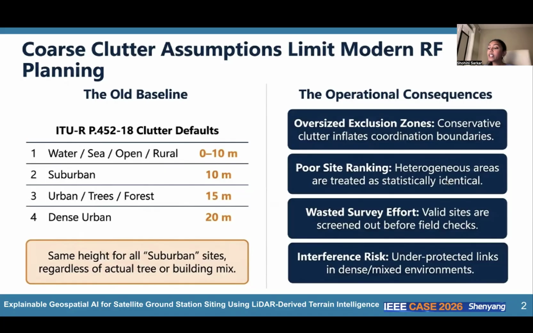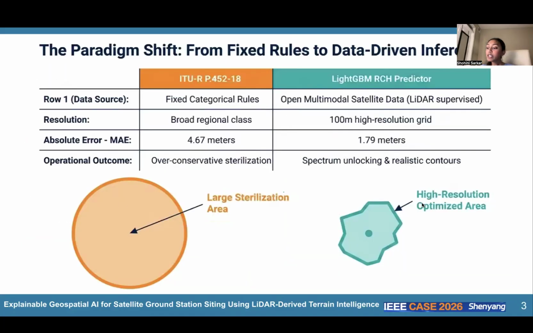The issue is that two places with the same label can look completely different in real life. One suburban area might have short houses and very little tree cover. Another suburban area might have tall trees, dense housing, and much more clutter. If we treat both places as exactly 10 meters, we miss a lot of important local detail. That can lead to oversized exclusion zones, poor site ranking, wasted survey effort, and even interference risk if clutter is underestimated. This motivates the main shift in our work, moving from fixed rules to data-driven inference.